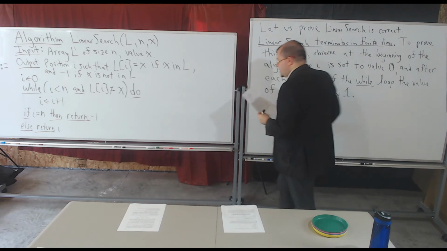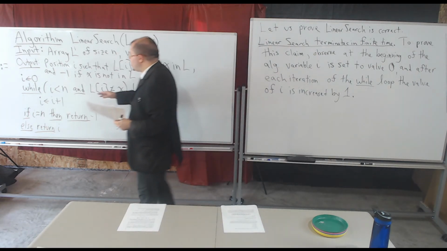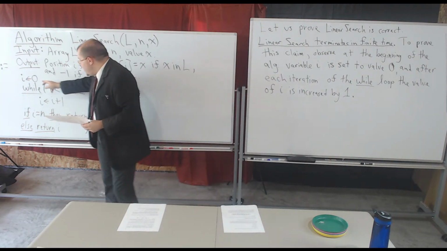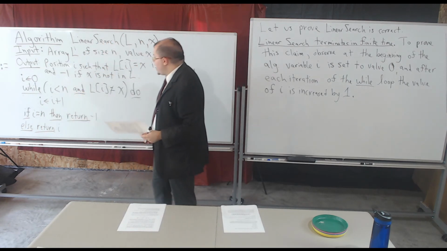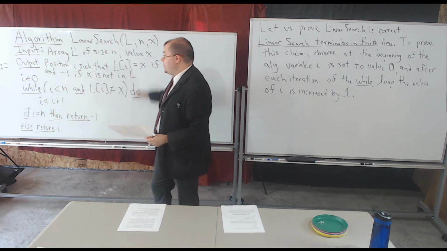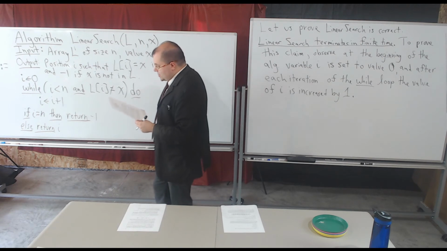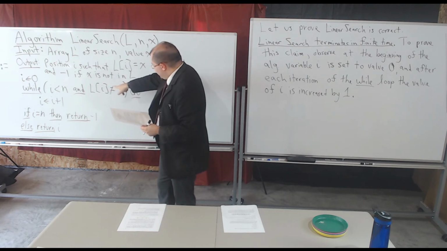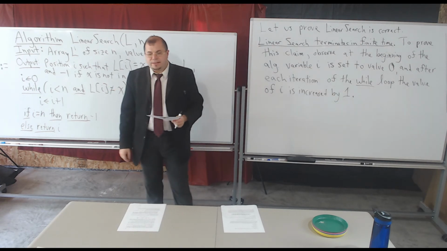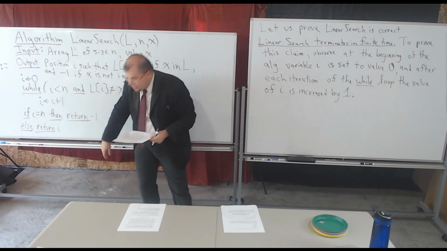So before I proceed to the remainder of this, just notice I start off with 0, and notice that the only thing that happens in this while loop is I just increment i by 1 every single time. So it's got to invalidate one of these two for this to terminate in finite time, because clearly after that it's either an if or an else, right?